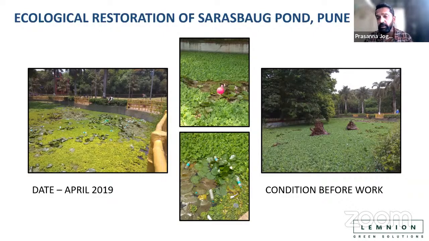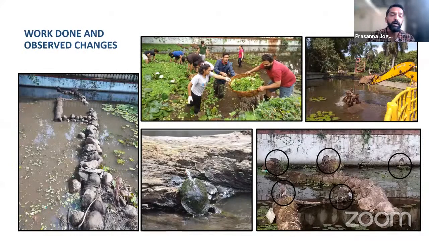It was killing the aquatic biodiversity which was there. It was killing the fish. Turtles had no place. So we decided to do something about it. And with some volunteers, with support from the municipal corporation, we started initially with removal of the pistia, physical removal. And over the period of 4 months, we worked on this project. And every Saturday through volunteers, we worked on this.